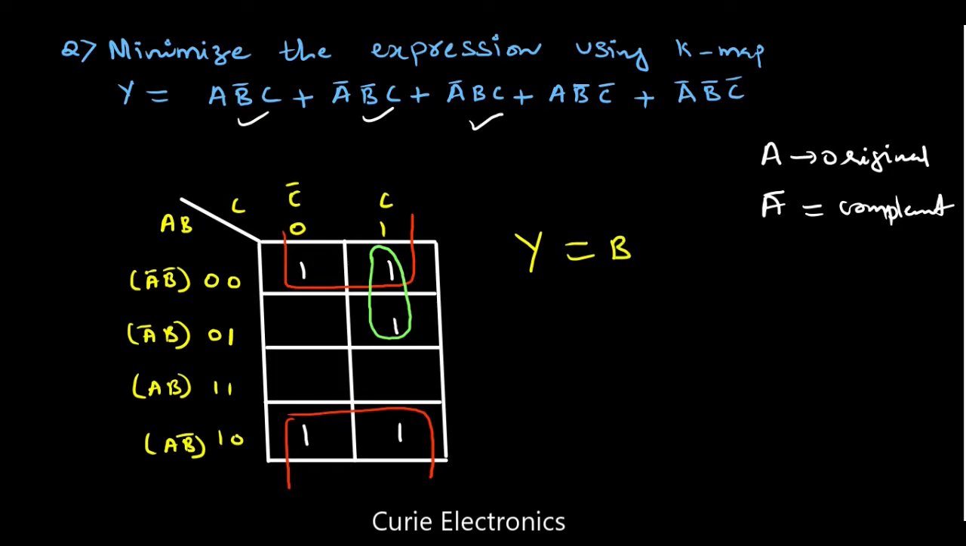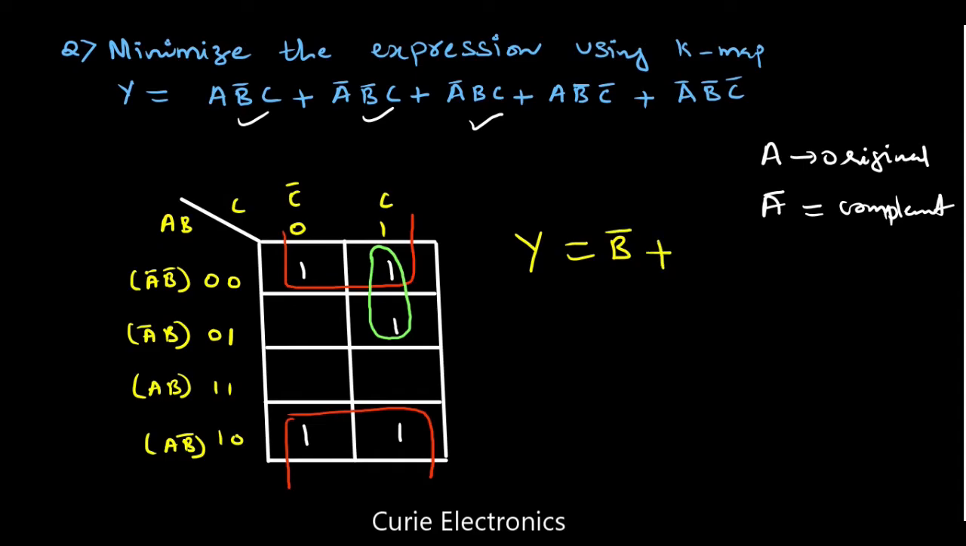Before writing, what about the horizontal way? Vertically what is there? Vertically these two, C and C bar. This will go for the AND operation, it will combine C and C bar. When there is an original form and complement form, they cancel each other. So when you group this red color 4 ones, we get B bar.